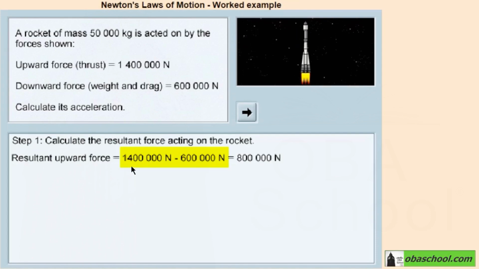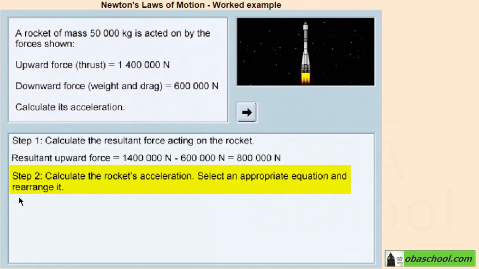So 1,400,000 newtons minus 600,000 newtons equals 800,000 newtons. Step 2, we're going to calculate the rocket's acceleration.